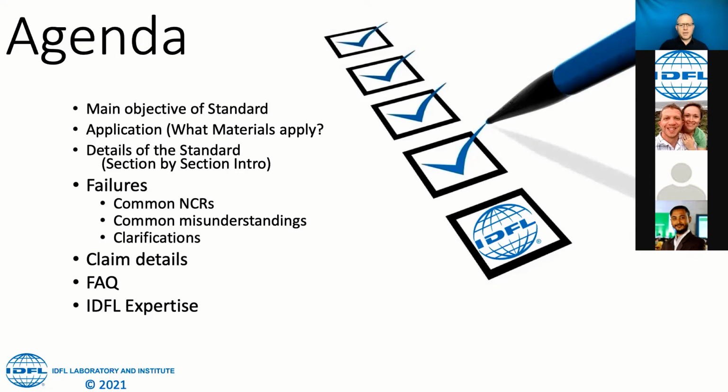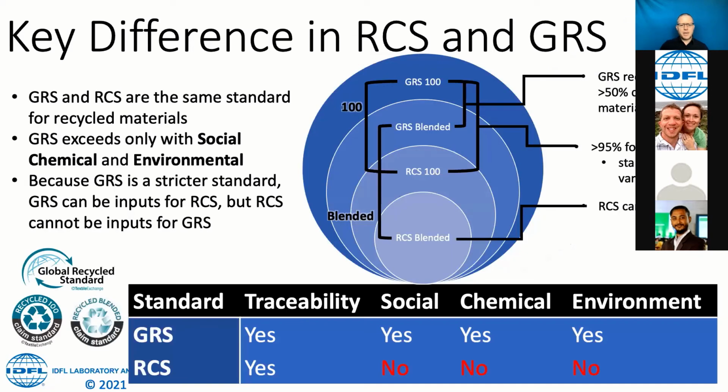A key question that people ask is what are the key differences between the RCS and the GRS? GRS and RCS are basically the same standard for recycled materials. GRS exceeds only with the social, chemical, and environmental requirements. As you look at the chart down here, you can see that the only difference is the social, chemical, and environmental issues.